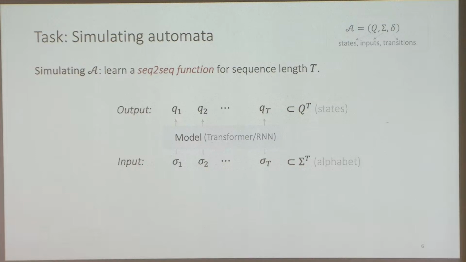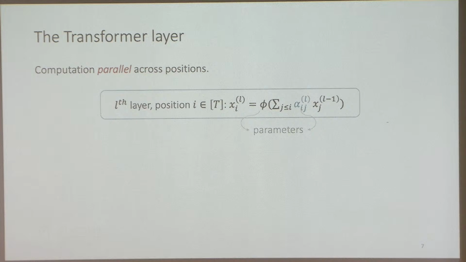By simulating, I mean that we're trying to learn a sequence-to-sequence function where the input sequence consists of the elements from the input alphabet sigma, and the output sequence consists of the states that the automata will go through upon seeing the inputs. We will consider two modeling choices. One is transformer, and the other is RNNs. Our focus will be transformers, so I'll give a quick recap.